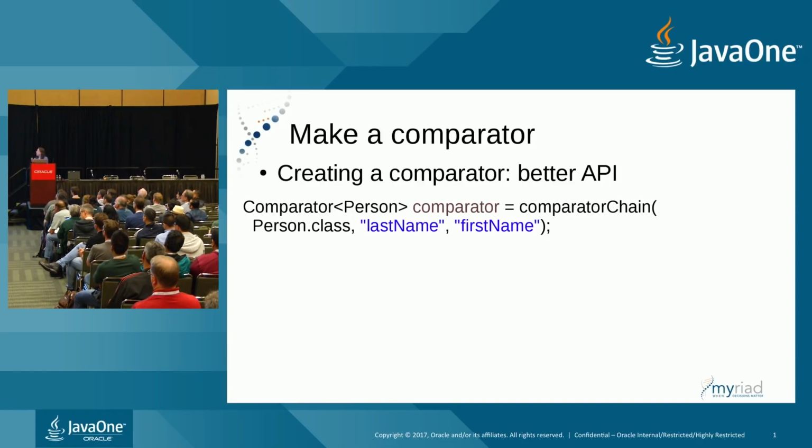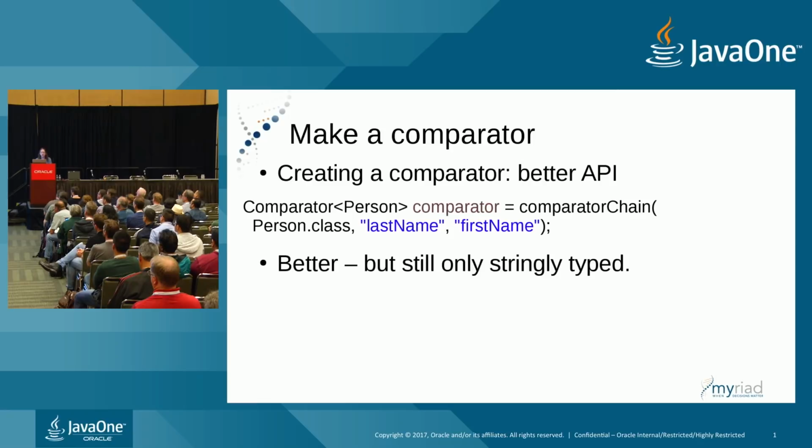We could have had a better looking API that said, okay, here, I just want a comparator chain on the person class, and I want to use last name and tiebreak on first name. So this is definitely an improvement, but it's still stringly typed. There's still opportunities for problems, and problems make us sad. It turns out this one is actually solved in the JDK itself.